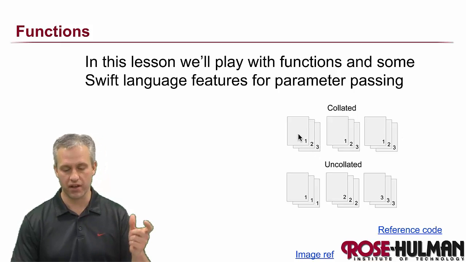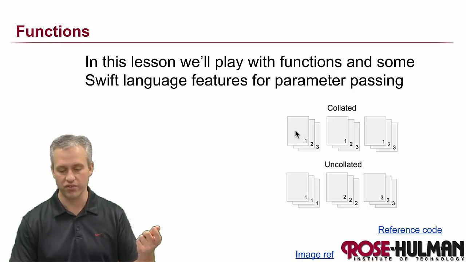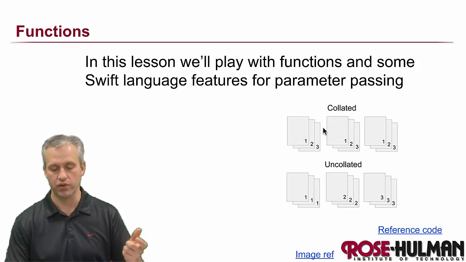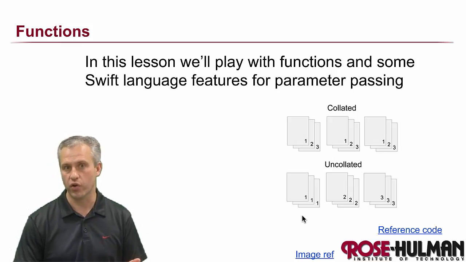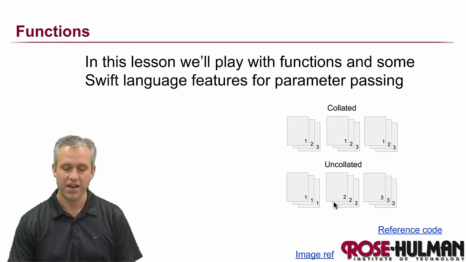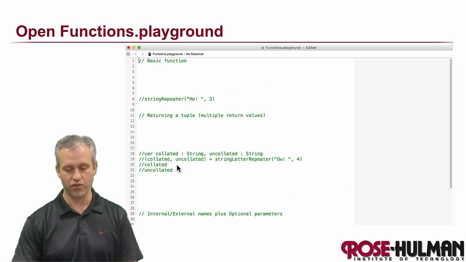Something's collated, it'd be like if you were making copies of something that had 3 pages, they would come out if you made 3 copies, 1, 2, 3, 1, 2, 3, 1, 2, 3. Something that's uncollated would be 1, 1, 1, 2, 2, 2, 3, 3, 3. We're going to use that later, so I just thought I'd show that image.